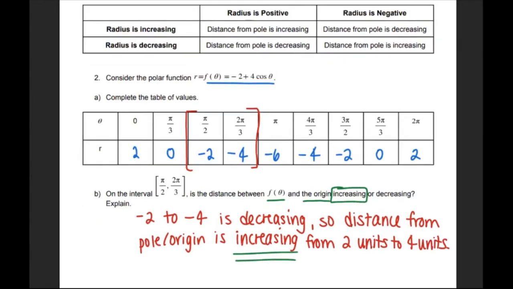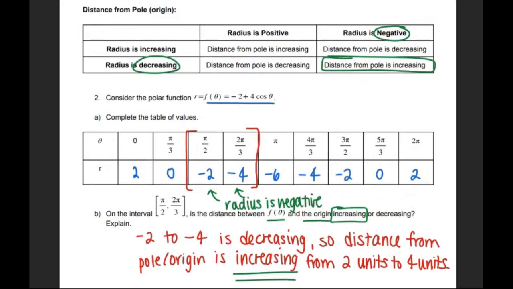So if you look at my radius, was it increasing or decreasing? It was going down from -2 to -4, right? The radius was decreasing. The radius is negative in both of those. So that means that the distance from the pole is getting bigger and bigger. You can use this little chart if that helps. Otherwise, just think of it as the absolute value distance from the origin.